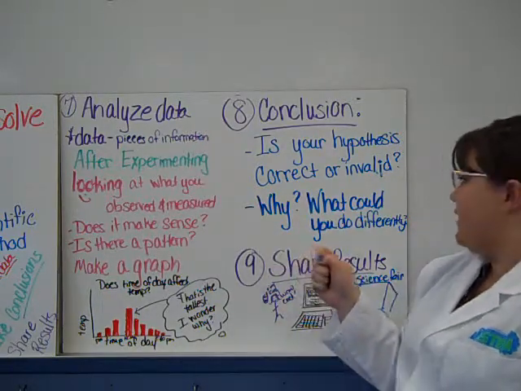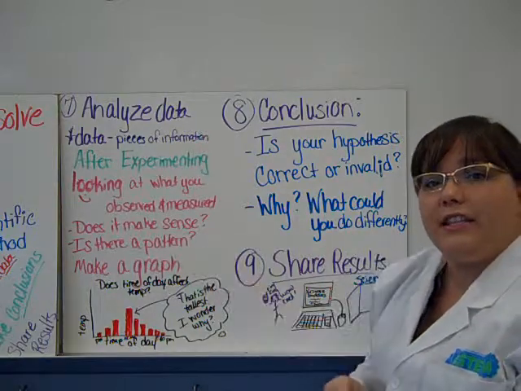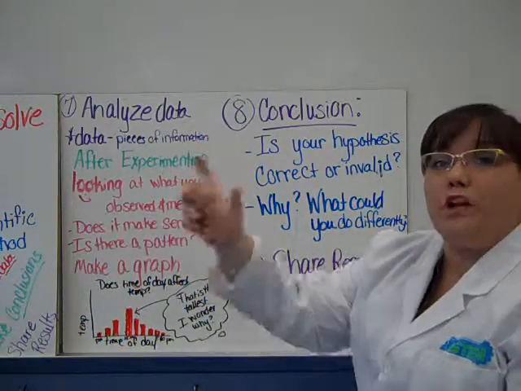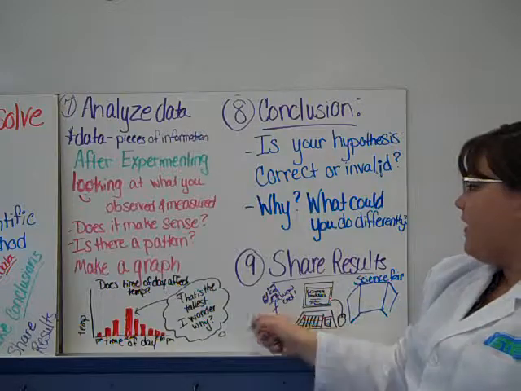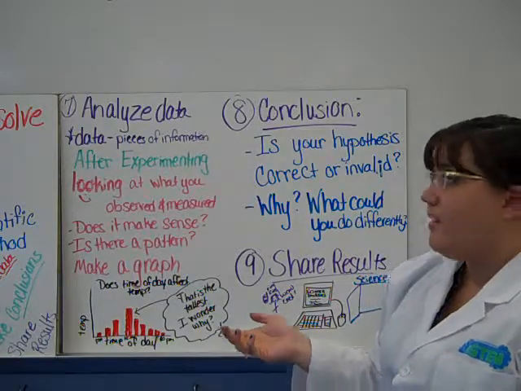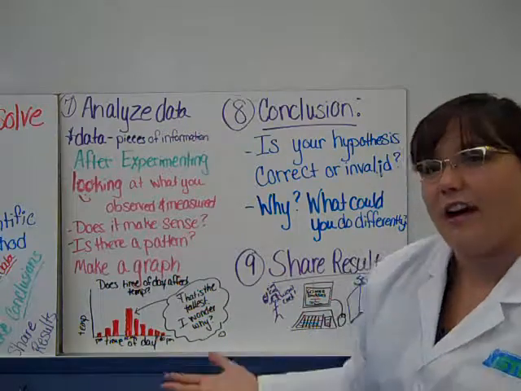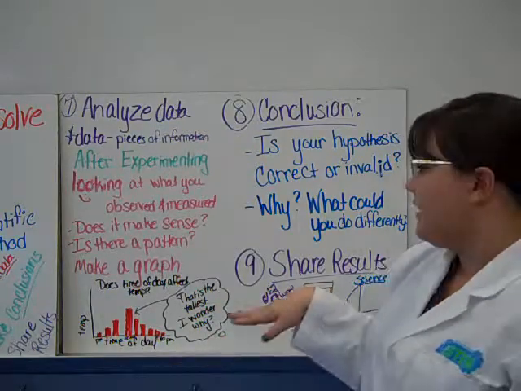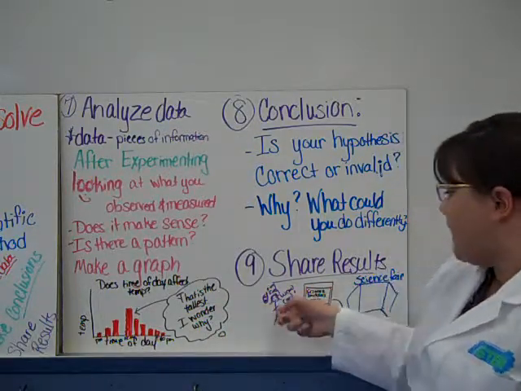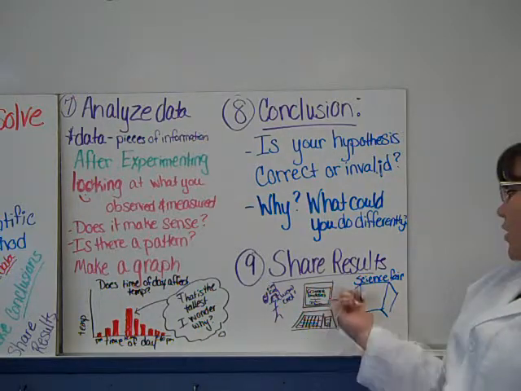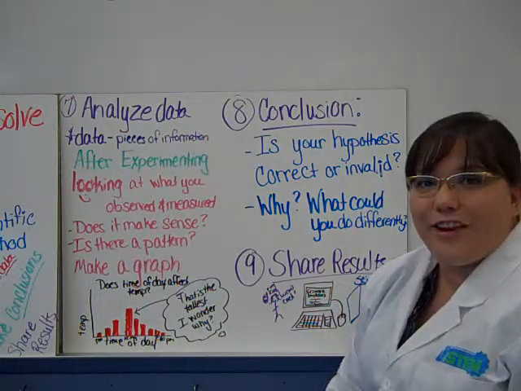Why do you think that happened? What could you do differently if you did the experiment again? Or what do you want to know now that you've done the experiment? And then finally, you share your results. Just like when we were doing research, we wanted to see, did somebody else already do this? Did they already find something out about this? Someone else might want to know what you found. So tell a friend. You can put it online. Or you can save it for our science fair.